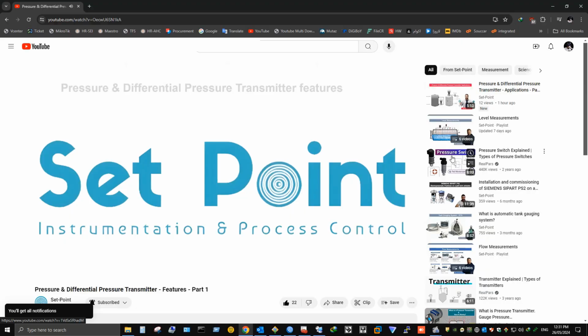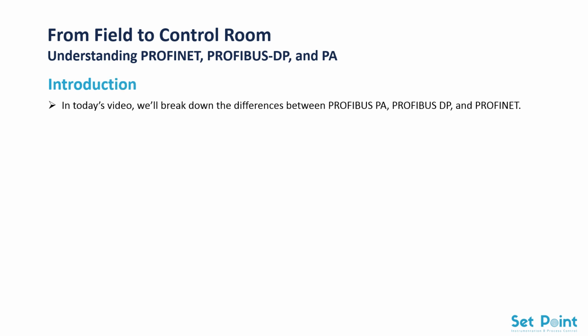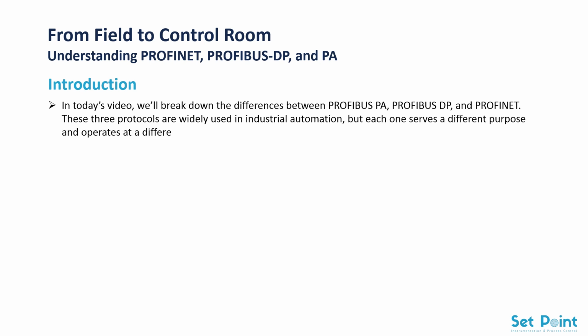Now let's get started. From field to control room: understanding Profinet, Profibus DP and PA. In today's video, we'll break down the differences between Profibus PA, Profibus DP, and Profinet. These three protocols are widely used in industrial automation, but each one serves a different purpose and operates at a different level of the automation hierarchy.